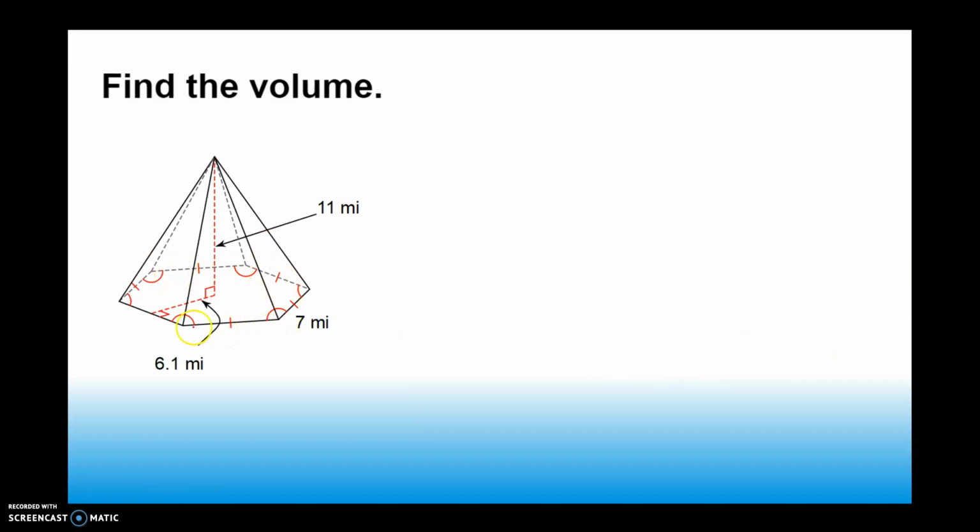1, 2, 3, 4, 5, 6. This is a 6-sided figure, so a hexagonal pyramid. Volume is equal to 1/3 big B times H. So 1/3, let's figure out what my big B is. And then my H here I know is 11.